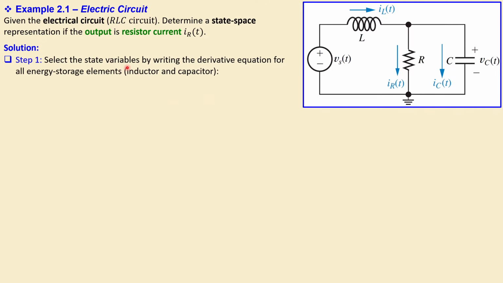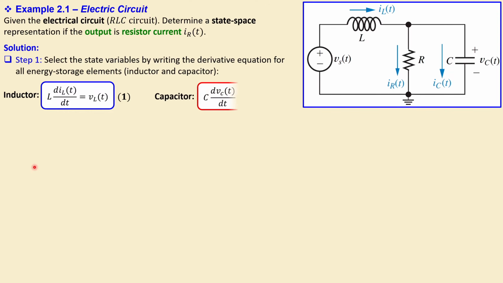Step 1 is to select the state variables by writing the derivative equation for all energy storage elements. Again, we've discussed this. The inductor and the capacitor are the two elements that will store energy. So for the inductor, let's write down the physical equation in derivative form: L times the time derivative of its current is equal to the voltage across that inductor. This is a really standard physical formula. Let's call this equation 1. We will need this later.